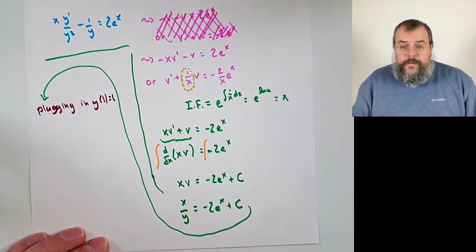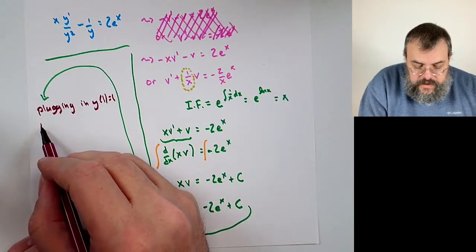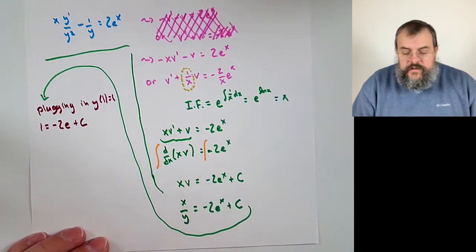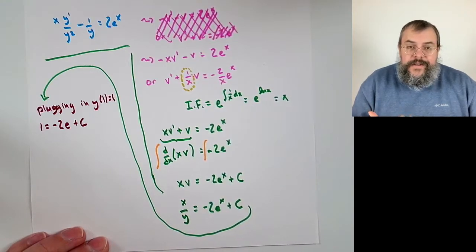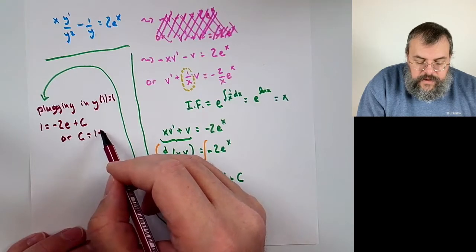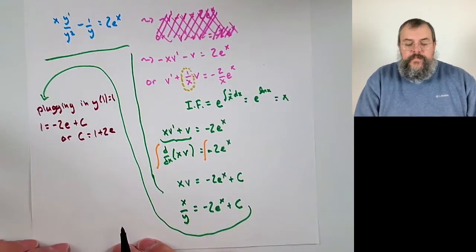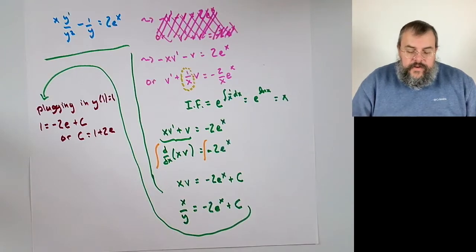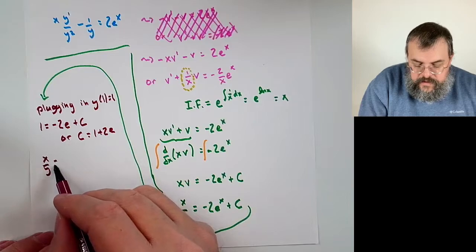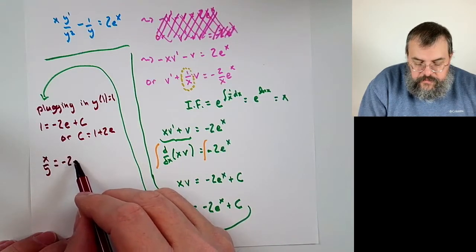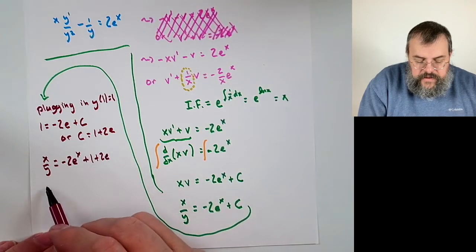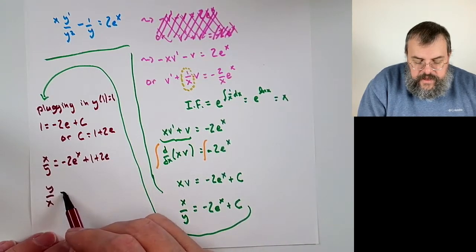That means both x and y equal 1. We get that 1 is equal to minus 2e plus some constant c. All right, that says that c is 1 plus 2 times e. Great. So we have x over y is equal to minus 2 e to the x plus 1 plus 2e.